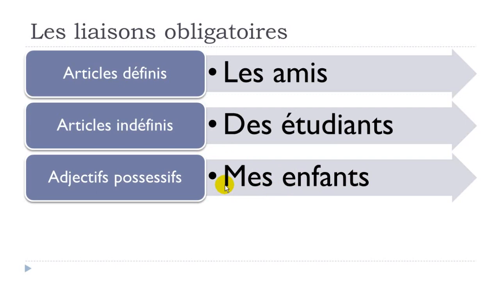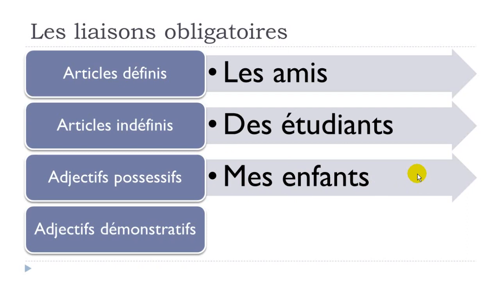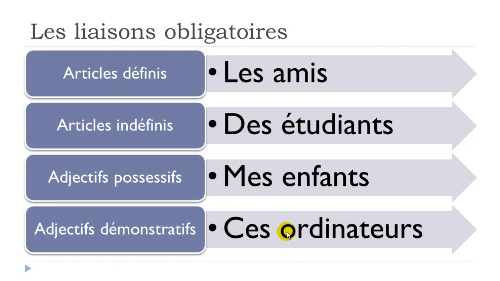Mes enfants. All right. And of course, les adjectifs démonstratifs, this or these, okay? And in that case, I took the plural form, so these here, and then ordinateur, computers. So you should make the liaison between S and O, ces ordinateurs. Ces ordinateurs. Okay, so les amis, des étudiants, mes enfants, ces ordinateurs. So in these cases, you should make the liaison without any doubt, okay?